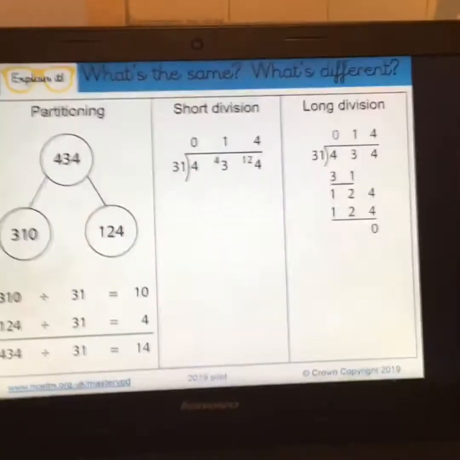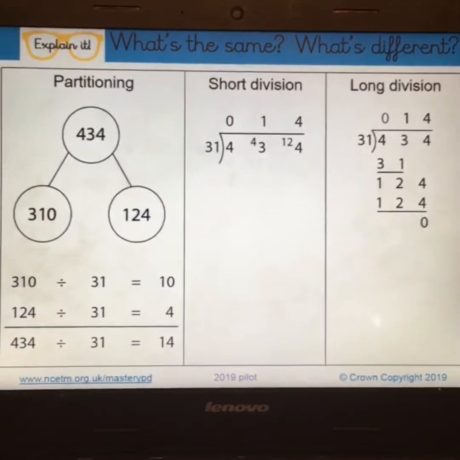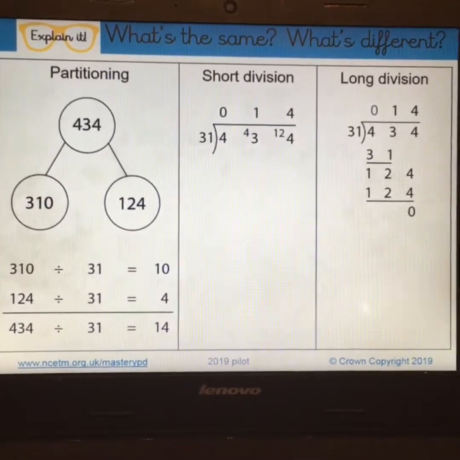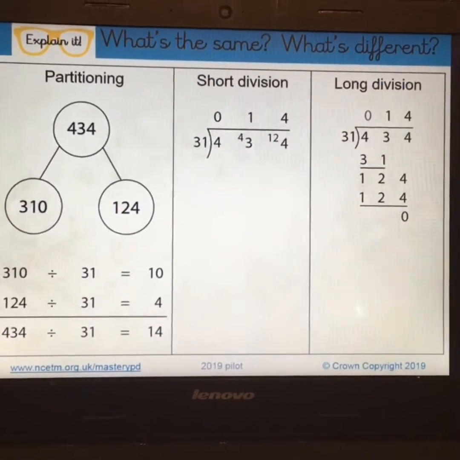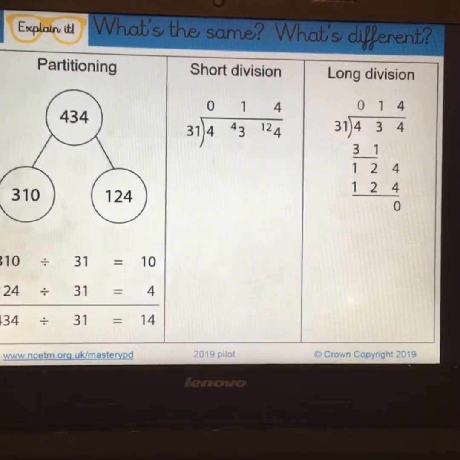Okay, so here are all 3 methods. I want you to pause the video and explain what's the same about them and what's different about them. Have a go.